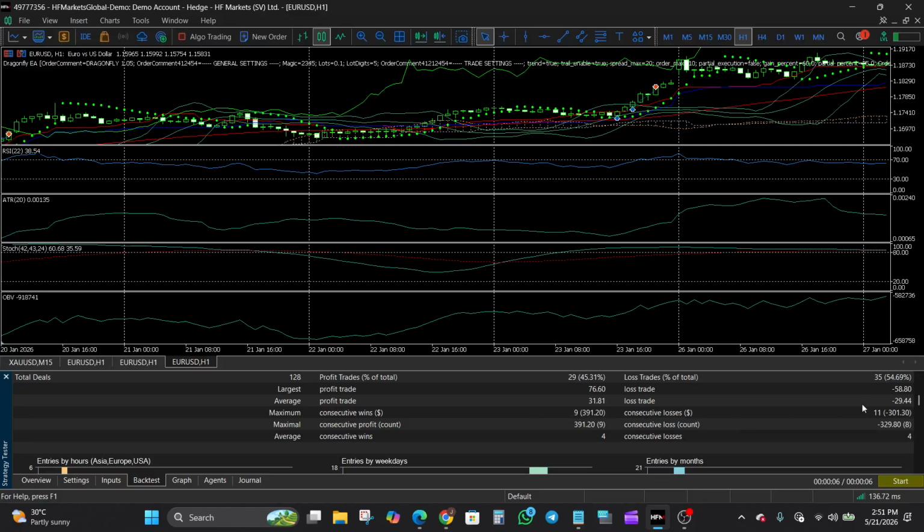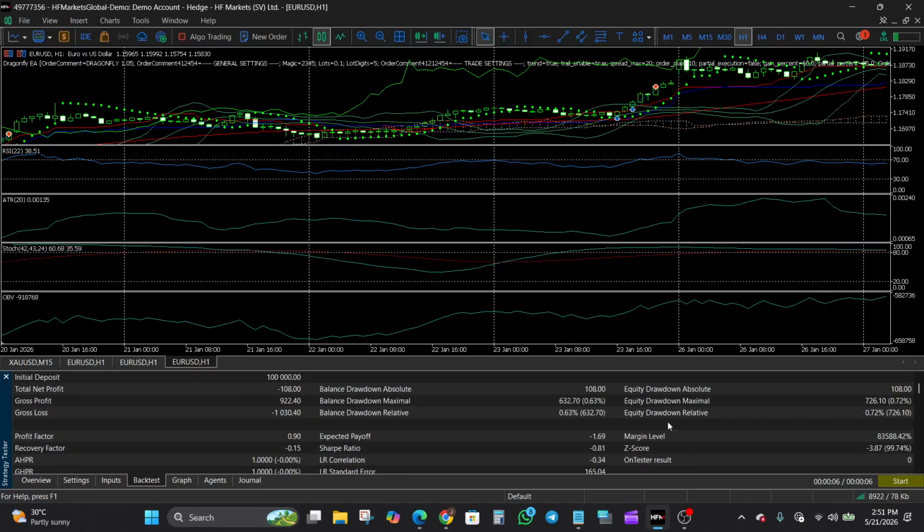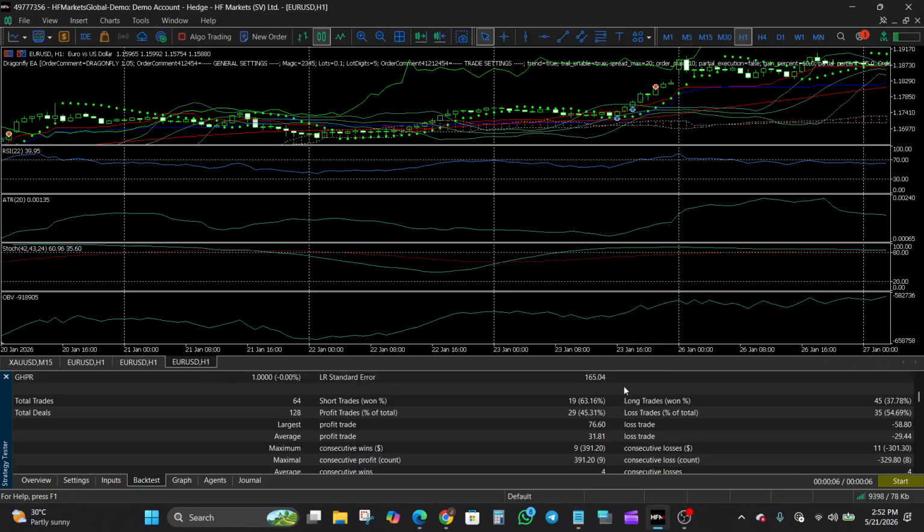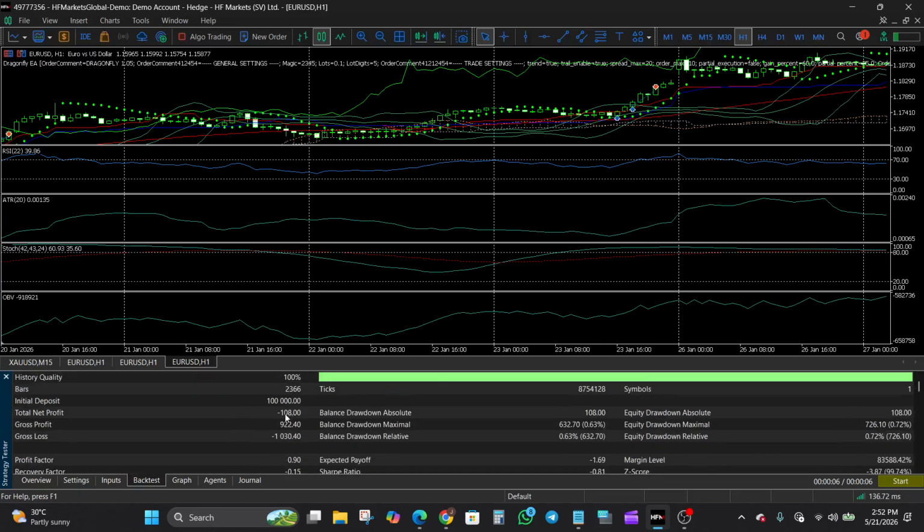So when you combine a risk to reward ratio that is around 1:1 with a low win rate, we can see that the long trades were 45, the majority of the trades, with a 37.78% win rate. The short trades had a higher win rate, but they were only 19. So if you take the average of these two, you will find out that the win rate is not good enough. So it is no wonder that we have a negative net profit.